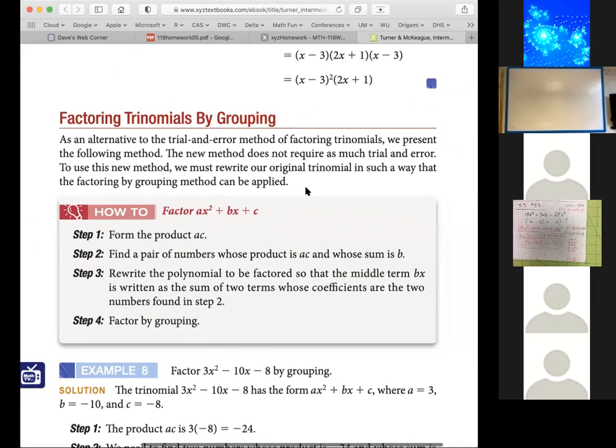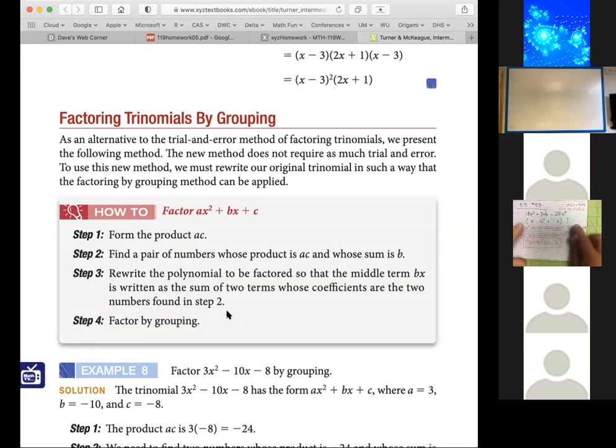This is what we just called the AC method. Form the product of A and C. Find a pair of numbers whose product is AC and whose sum is plus B. Rewrite the middle term using those two numbers, and then factor by grouping. Okay, so this is the same thing we said. He just calls it factor by grouping, which it is. When I learned it, it was called the AC method. Okay, good deal.